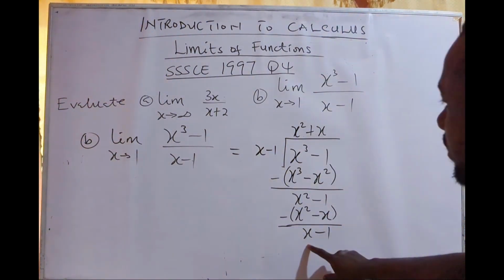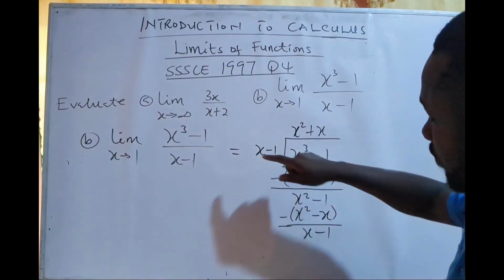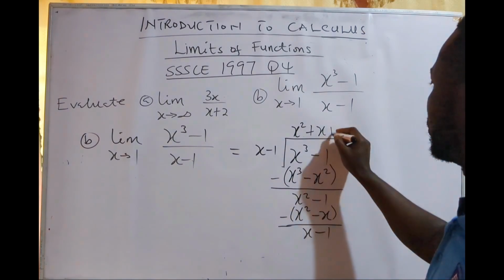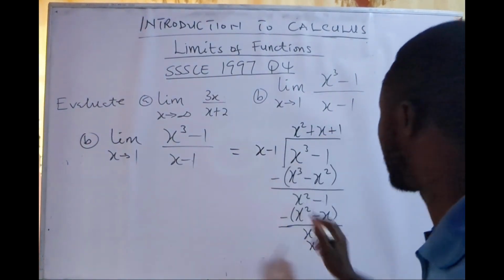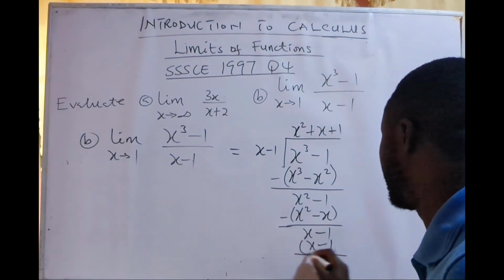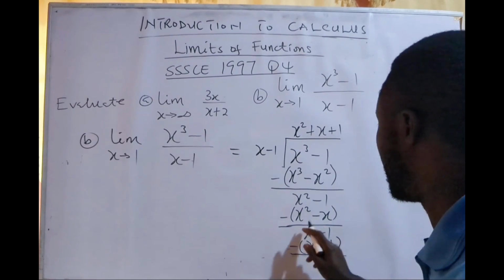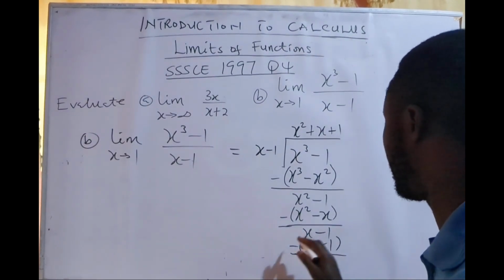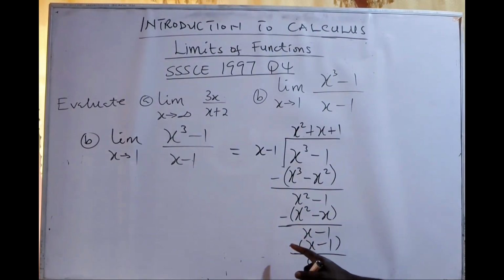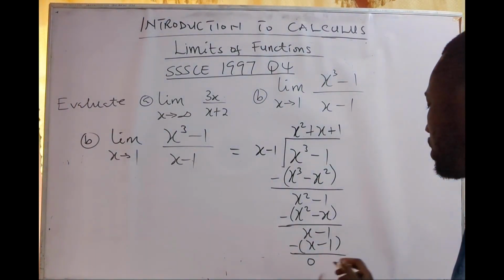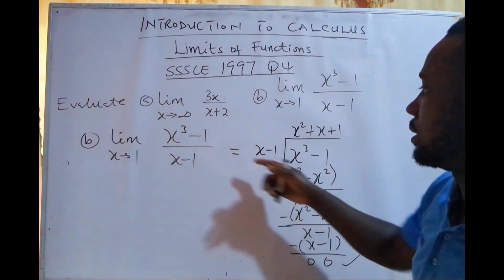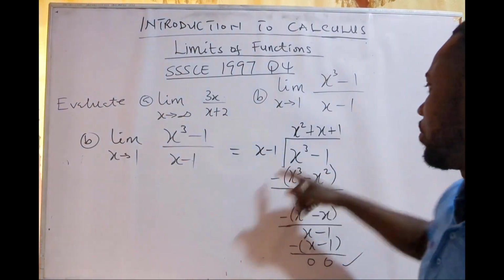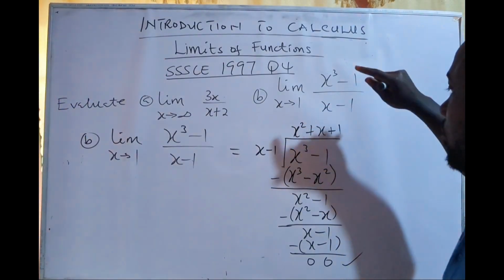Then we still divide. x divided by x will give me 1. So 1 times x will give me x, and then 1 times minus 1 gives me minus 1. Then let's subtract. x minus x is 0. Minus 1 minus minus 1, that is minus 1 plus 1, will also be 0. So we have here 0, 0. So it means that when I divide this function by this, I'm going to get x squared plus x plus 1.